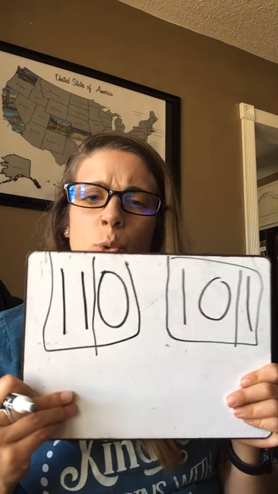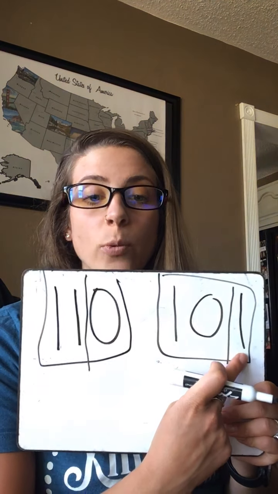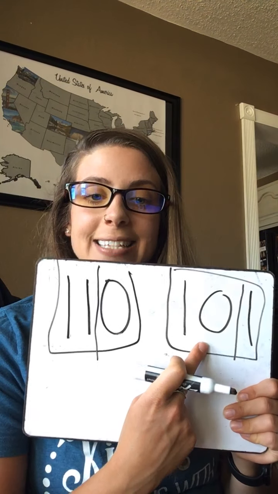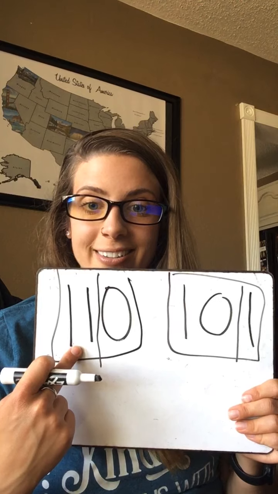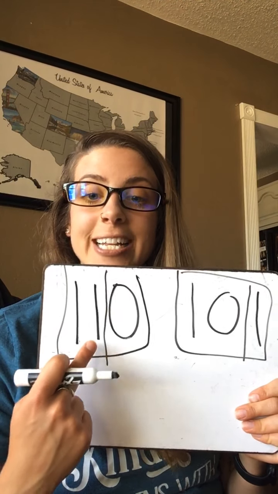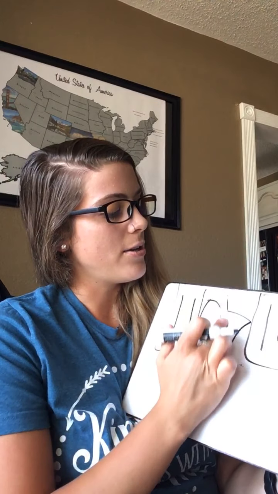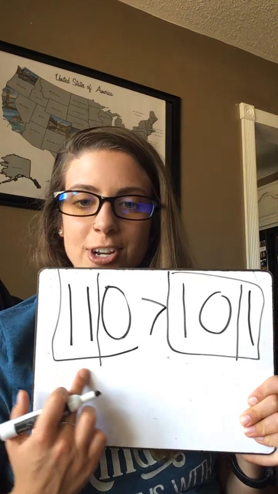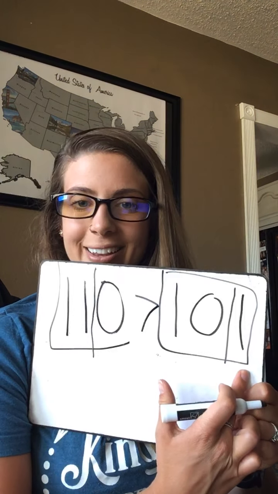Now let's think, which one's greater? Well, this one has 1 one, this one has 0, but we really should look at the tens. This one has 10 tens, this one has 11 tens. So which one would be greater? Our 110 is greater than 101. Let's read that together. 110 is greater than 101.